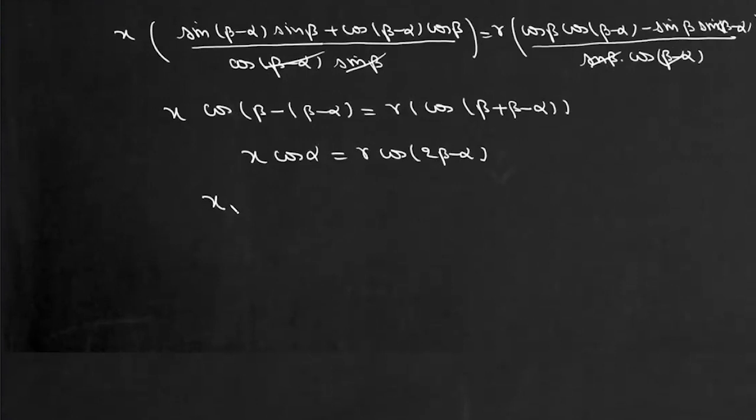So the x coordinate of D will be r cos(2 beta minus alpha) upon cos alpha.